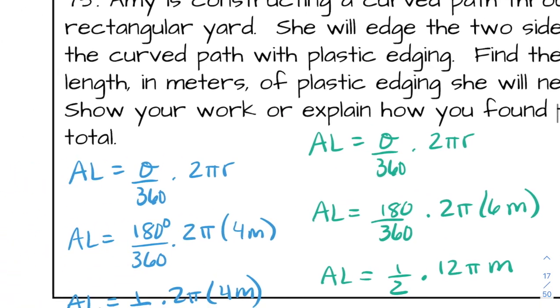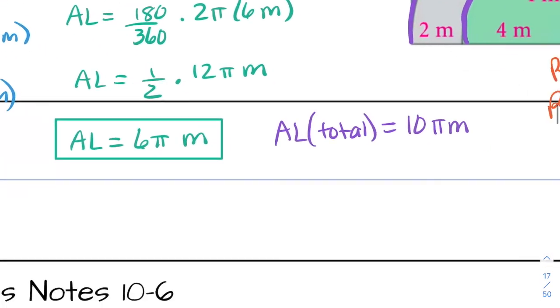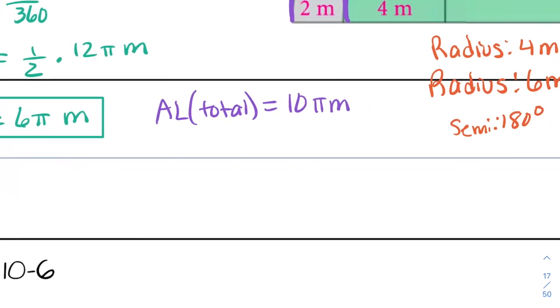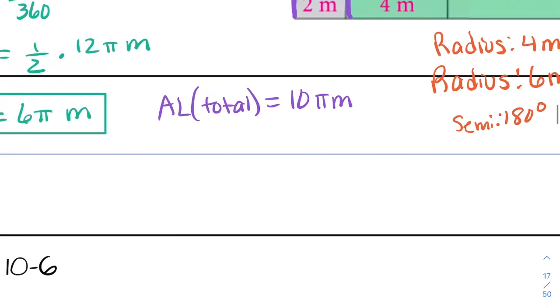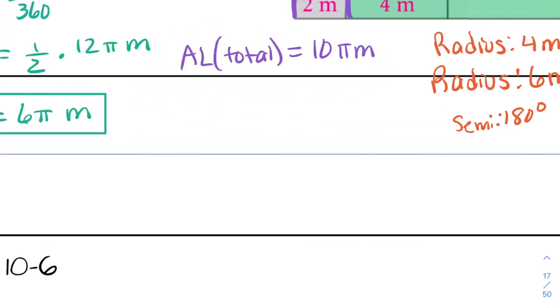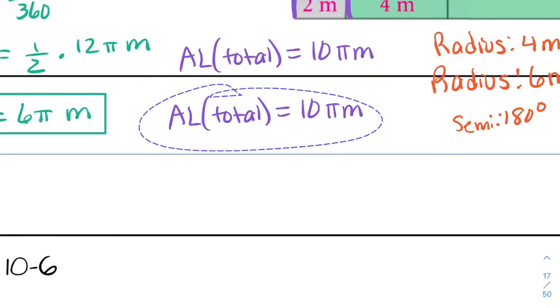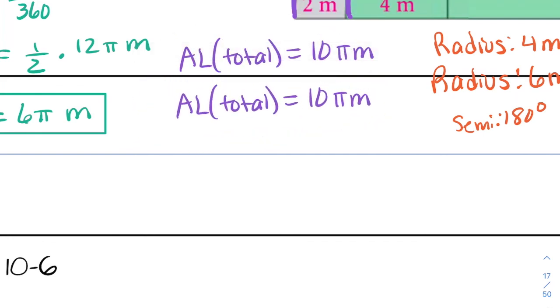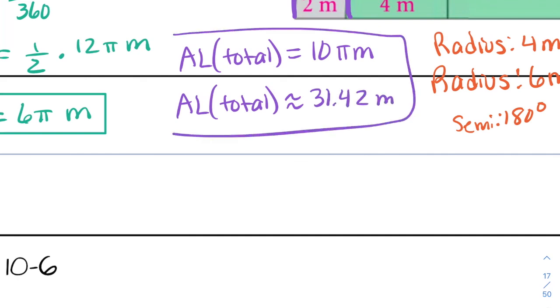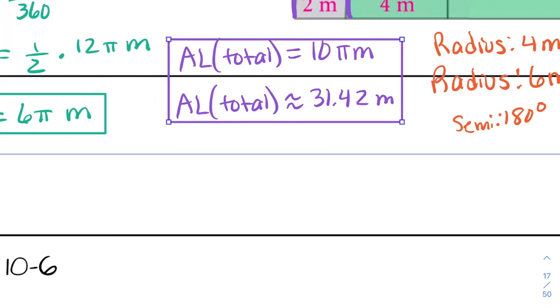which, find the total length in meters. So we don't normally leave it as 10 pi. We would actually do the multiplication because we're talking about a real world example. So it is approximately equal to 31.42 meters. I would probably just say 31.4.